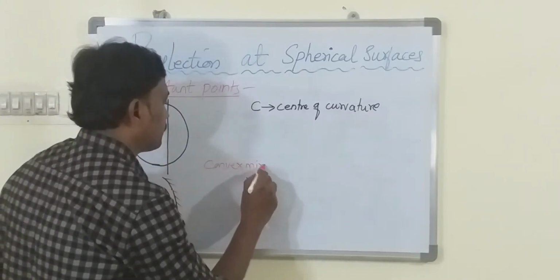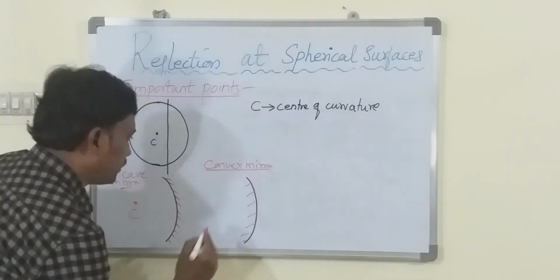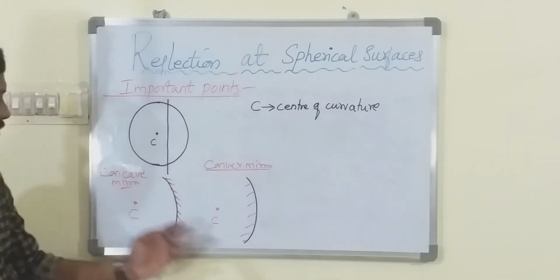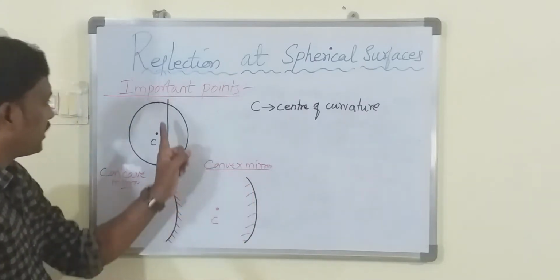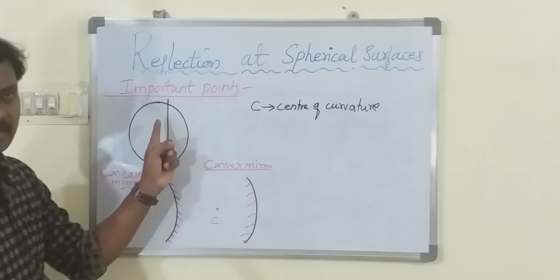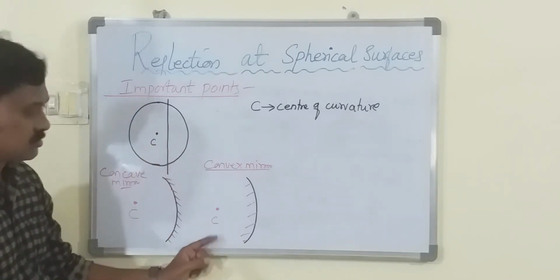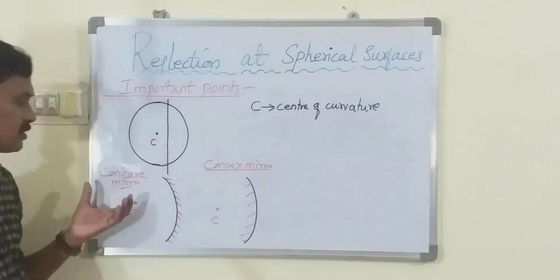Convex mirror. For the convex mirror also you have the C here. Why? Because the same mirrors are taken from a same sphere. So the point which is here, we have the center of curvature here. So we have the center of curvature for convex mirror, and we have the center of curvature for concave mirror.